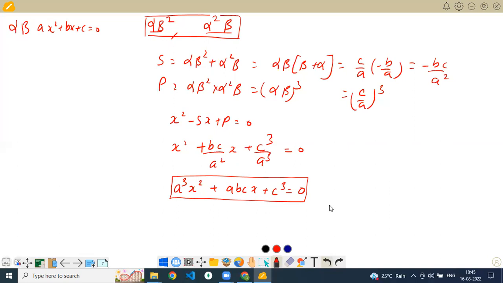Okay. So this method, x square minus sx plus p equals 0, is an evergreen method. This is never going to fail. So we should always go for this method. But we should always know other ways of solving problems. Sometimes short tricks help in the exam. Sometimes it saves your time. And sometimes it gives you a deeper insight into the question.